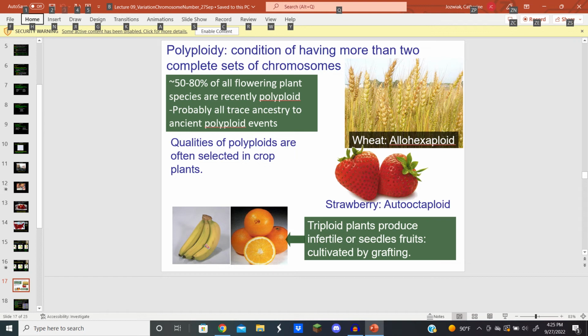But this is also really common in really important staple crops. So we're going to talk a little bit about wheat, which is an allohexaploid, which means not only does it have 6 sets of chromosomes, they're not all from the same species. Okay? Strawberries are an interesting case.